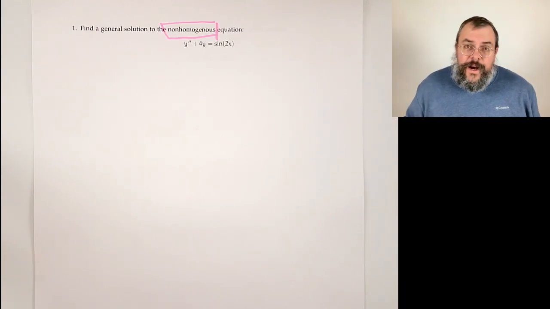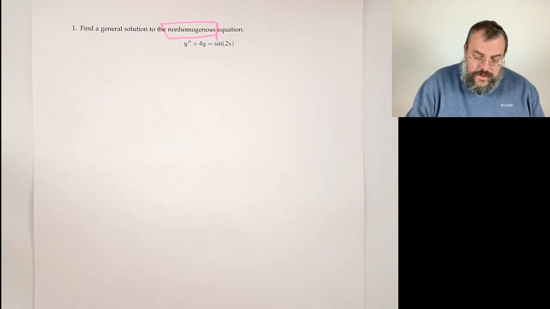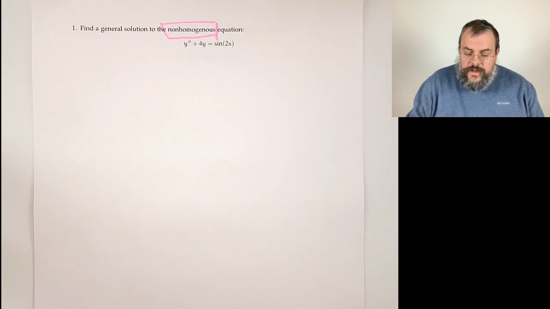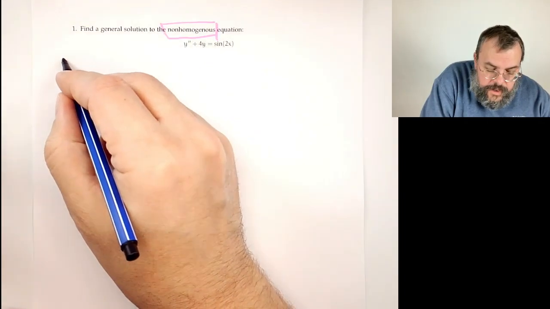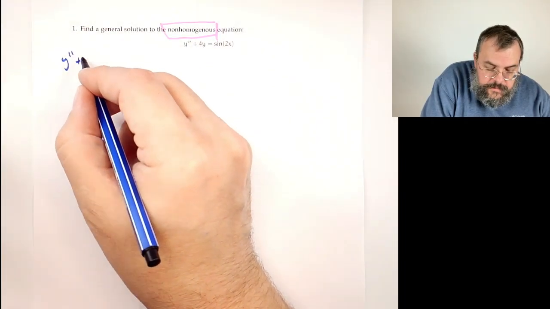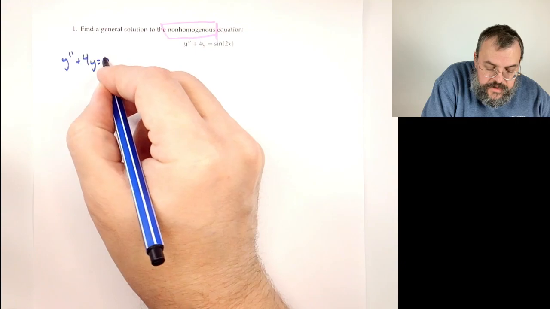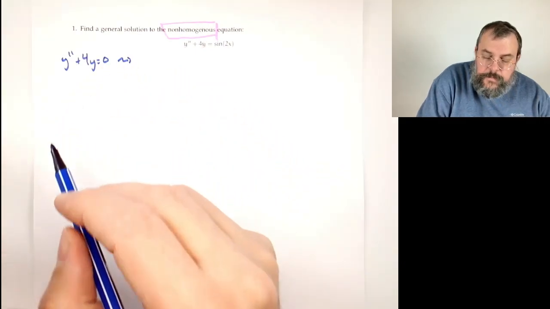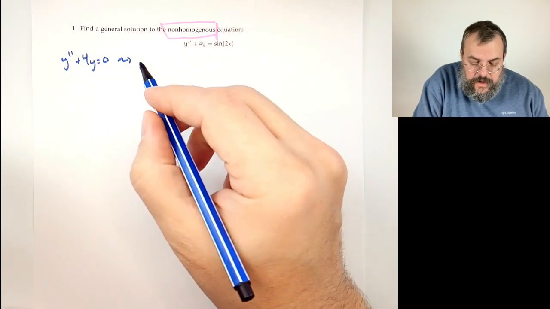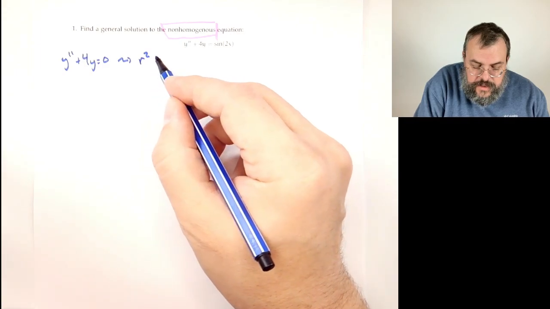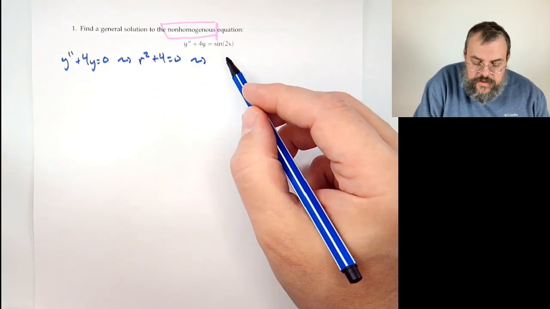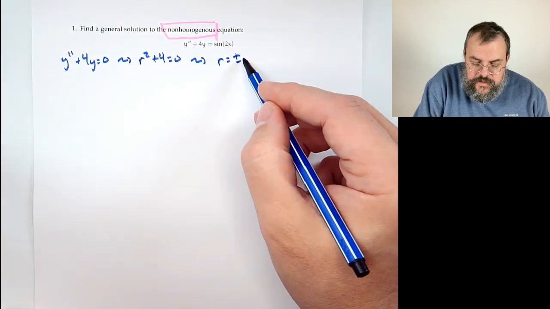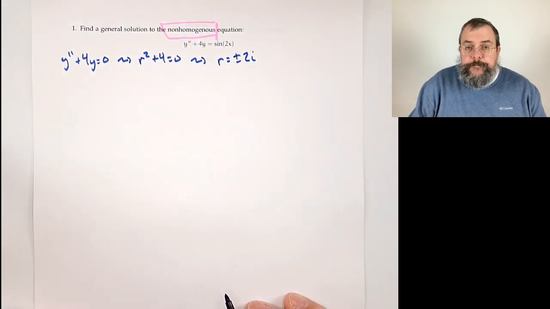Now, how do we run through it? Well, we start by saying, what's the homogeneous problem? And for that, we're going to have y'' + 4y = 0. We turn this into a polynomial: r squared plus 4 equals 0. And that means that our roots are plus or minus 2i.